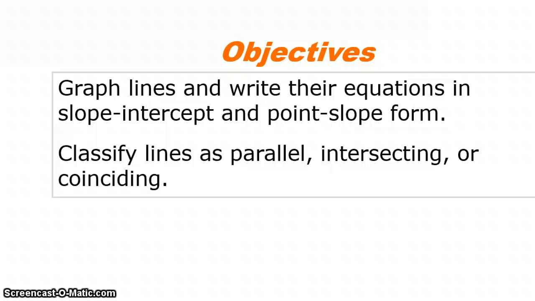We're going to continue to look at our coordinate plane, and today we're going to focus on graphing the lines in the coordinate plane and also writing the equations of our lines. We're going to look at two formats: the slope-intercept form and the point-slope form of our equations. When you come to class, we will continue this discussion and we'll look at how we classify lines as parallel, intersecting, or coinciding.